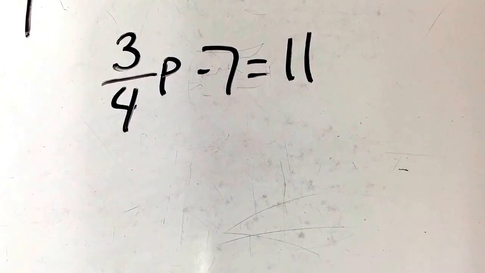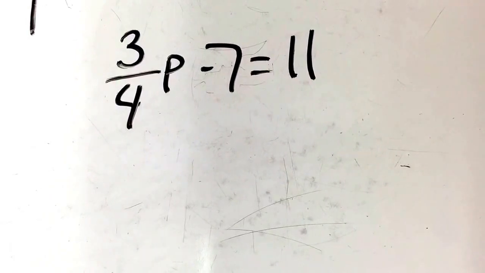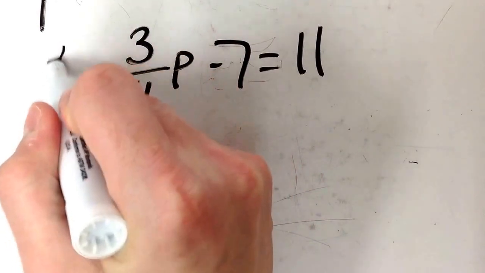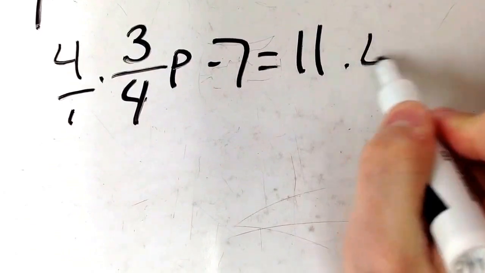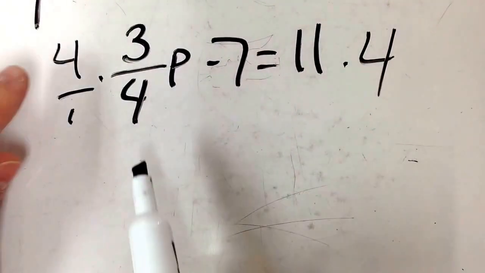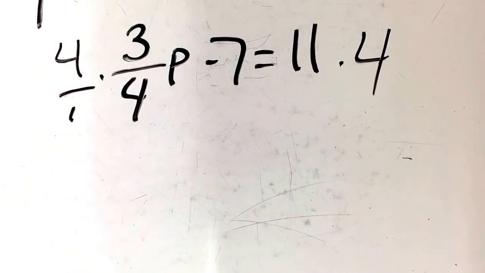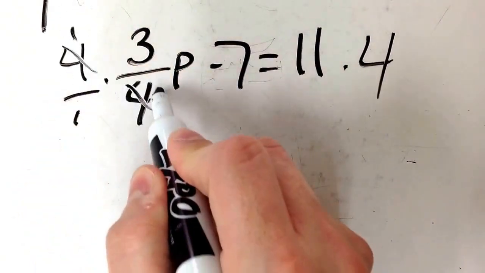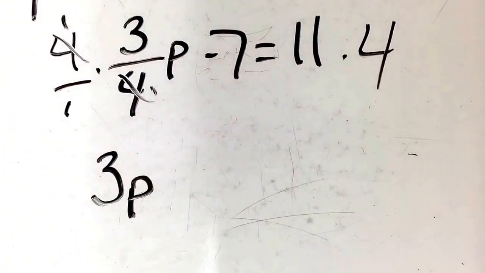Or, before I even start working with my fractions, if I don't like that, I can multiply everything by 4. What that would do is take away my fraction, because if I multiply this side by 4 over 1, and I multiply this side by 4, I'm allowing this 4 and this 4 to cancel out. And so what I'll be left with is 4 times 3, which is 12 over 4. Or if I cancel these out and take out the factors here, what I'm left with is 3p. And so now I don't even have to work with a fraction if I don't want to.